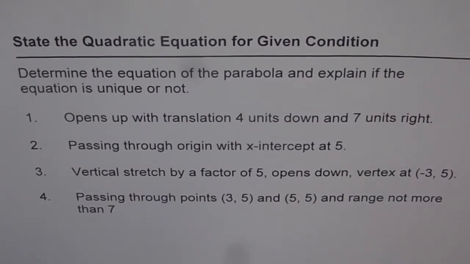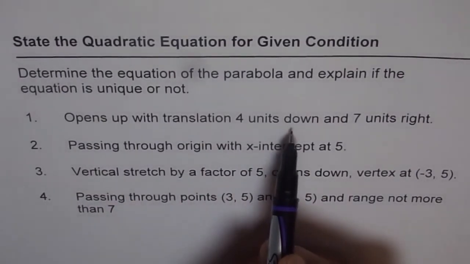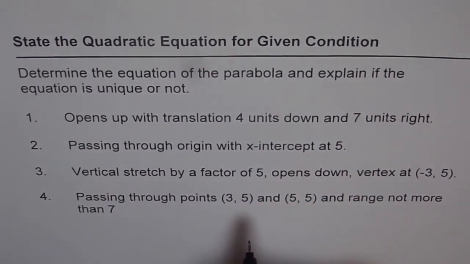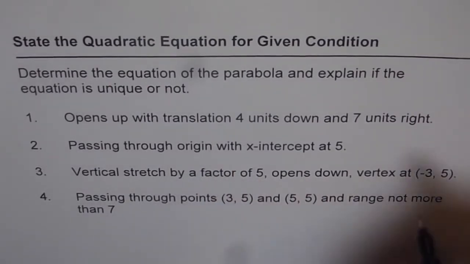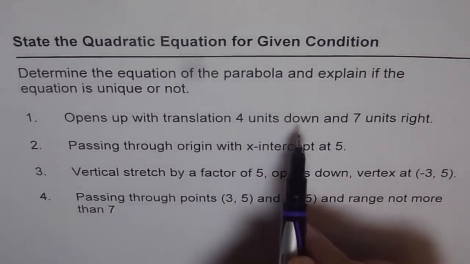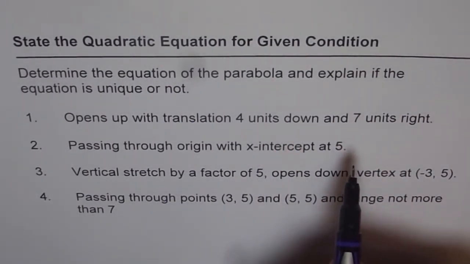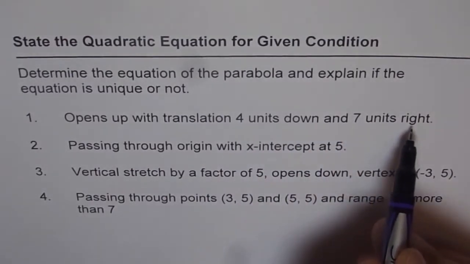Now let's review. Question number 1. It says opens up with translation 4 units down and 7 units right. So whenever you have a parabola where transformation is given to you, the best form of equation is the vertex form, right? So let's start with vertex form. It says opens up, that means a should be positive, then the parabola is opening up, and it is 4 units down and 7 units right. So we are assuming that the translation is from y equals x squared. 4 units down is the vertical, and 7 units right is the horizontal.